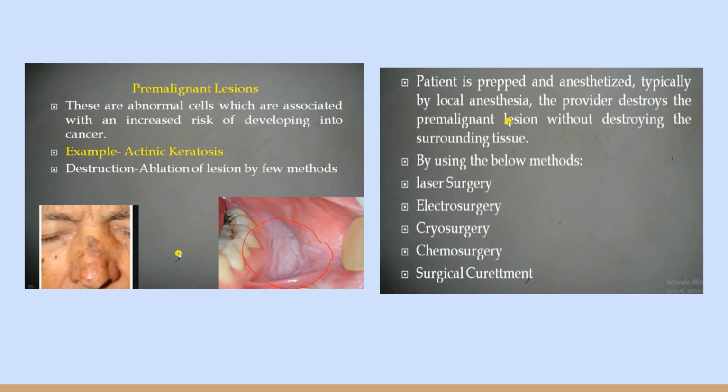Now, what is a pre-malignant lesion? These are the abnormal cells which are associated with an increased risk of developing into cancer. And actinic keratosis is a very important pre-malignant lesion. Sometimes in the anatomy section, they do ask what is a pre-malignant lesion. So this is the definition. An example is actinic keratosis. And these are the various ways we can destroy the various lesions.